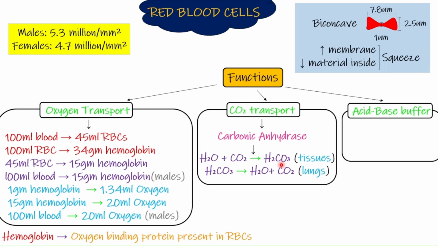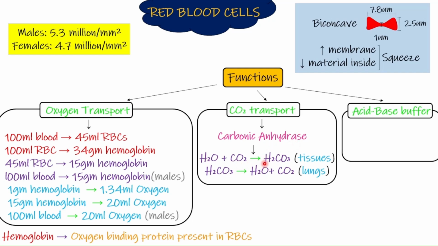Now this is happening in the tissues. When this carbonic acid reaches the lungs, it is converted back into water and carbon dioxide, and this carbon dioxide will be exhaled out. This is how the blood is transporting carbon dioxide. We'll discuss in detail the transport of oxygen and carbon dioxide in chapters which will come after a few chapters.